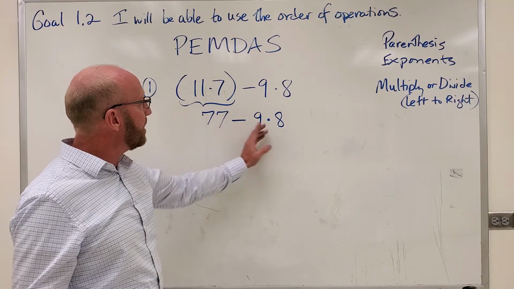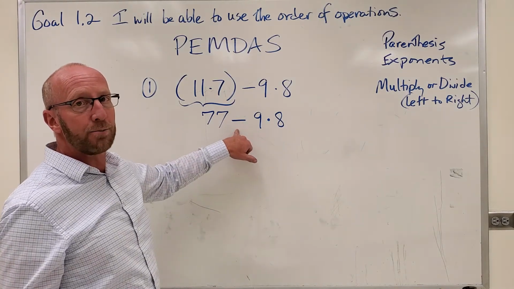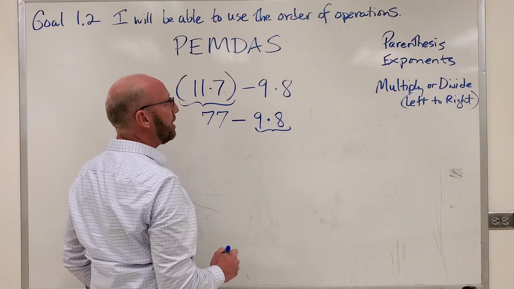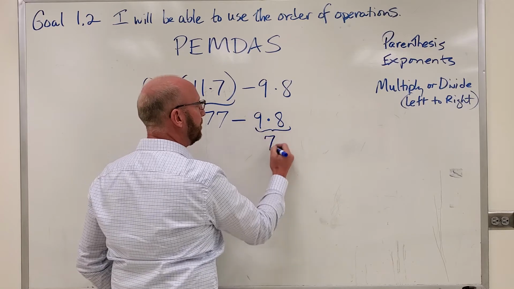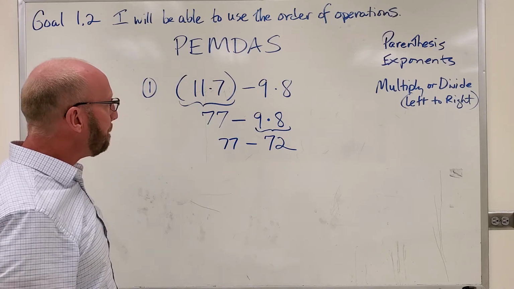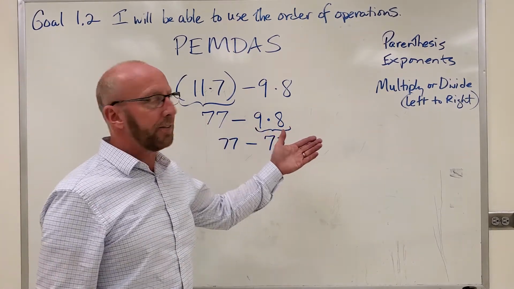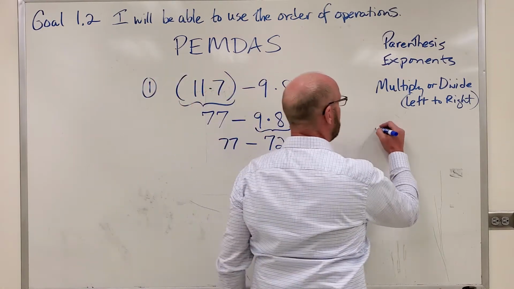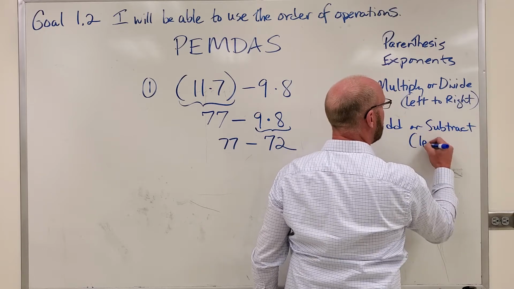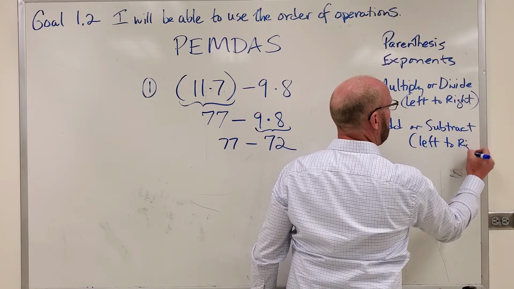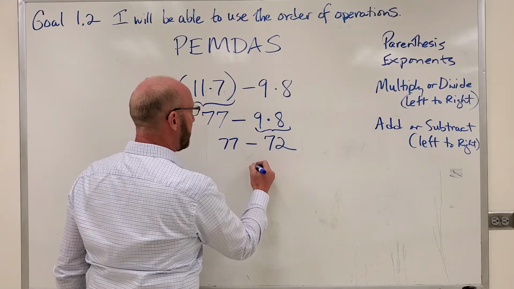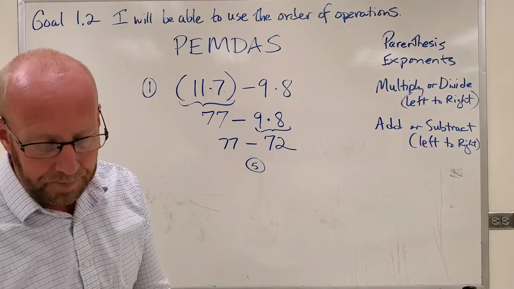So here it's 77 minus 9, so I don't do that. Do not subtract. I instead find this multiplying. 9 times 8 is 72. So I have 77 minus 72. I have no more multiplying or dividing, so my last thing is addition or subtraction. Again, you have to go left to right. 77 minus 72 is 5. And so 5 is my correct answer.